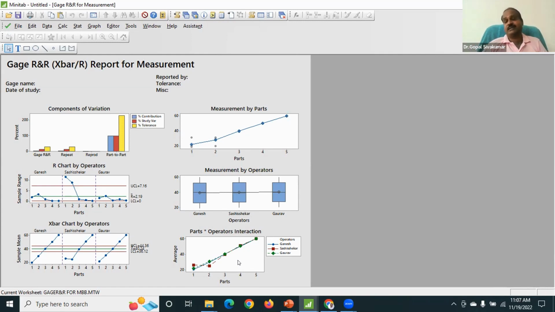This is called interaction. Particularly, he is behaving erratically while measuring part number 2. Can you see that in the picture? Yeah. That is why it is called part operator interaction. A specific part he is struggling to measure when you are conducting the gauge study. So probably operator 2, I will train him on part number 2, how to measure part number 2.